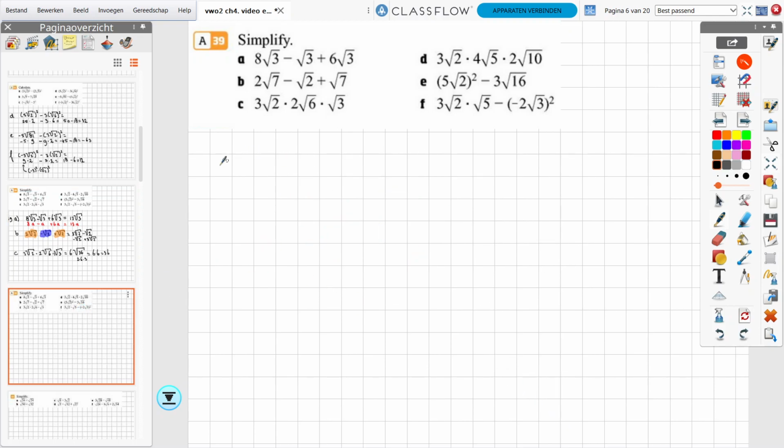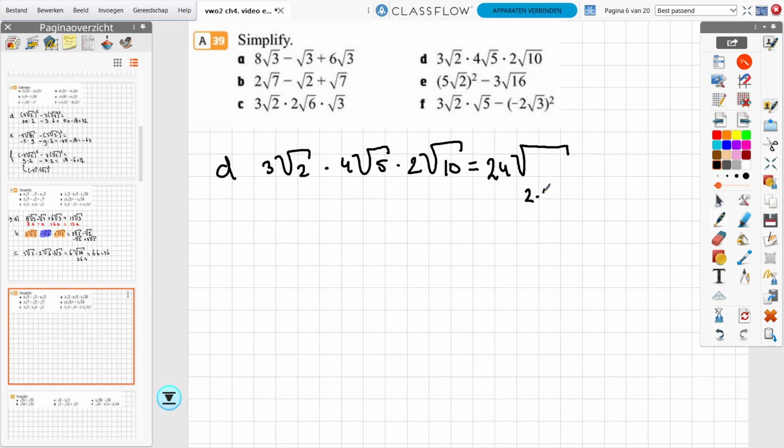Let's take a look at D. 3 root 2 times 4 root 5 times 2 root 10. Multiplication. So first do the numbers in front of the roots times each other. 3 times 4 is 12. Times 2 is 24. And then inside the roots, you do the numbers in the roots times each other. Here it will be 2 times 5 times 10. 2 times 5 is 10, times 10 is 100.